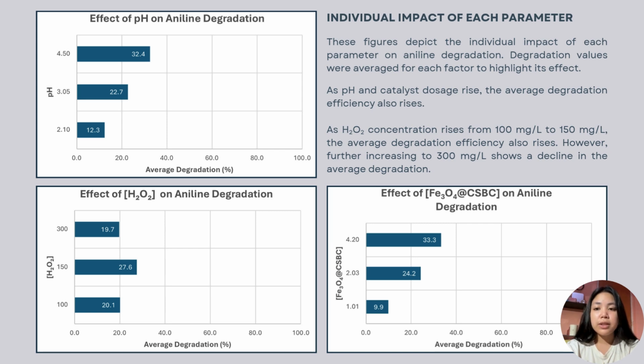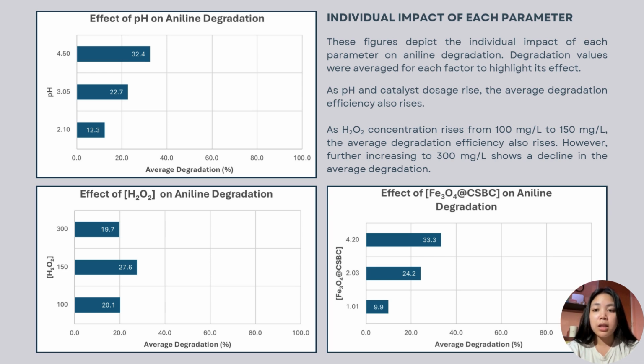In the first figure, we can see that the degradation increases as pH rises from 2.1 to 4.50. The highest degradation was observed at pH 4.50 with an average of 32.4%. This aligns with other studies suggesting that heterogeneous photo-Fenton systems perform better near neutral pH due to improved catalyst stability and better aniline adsorption.